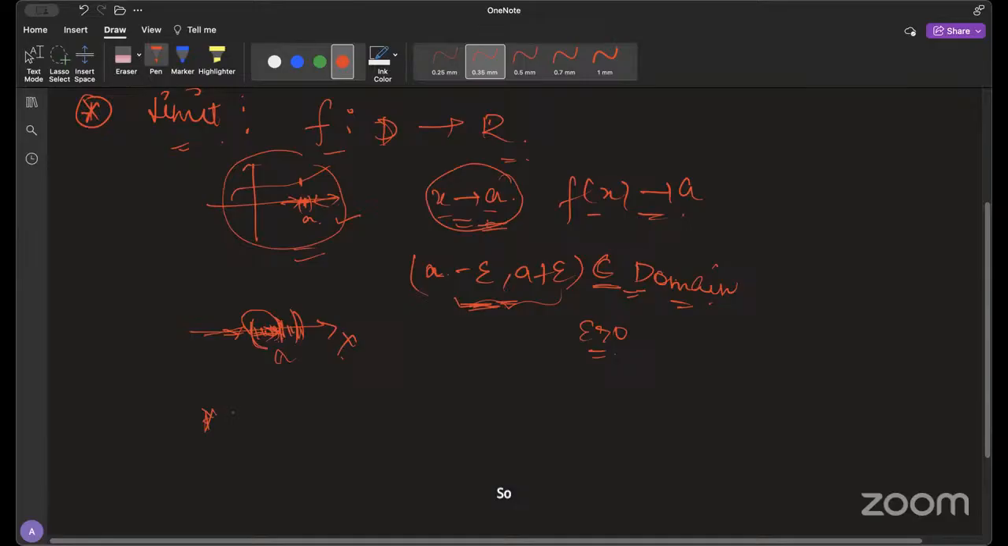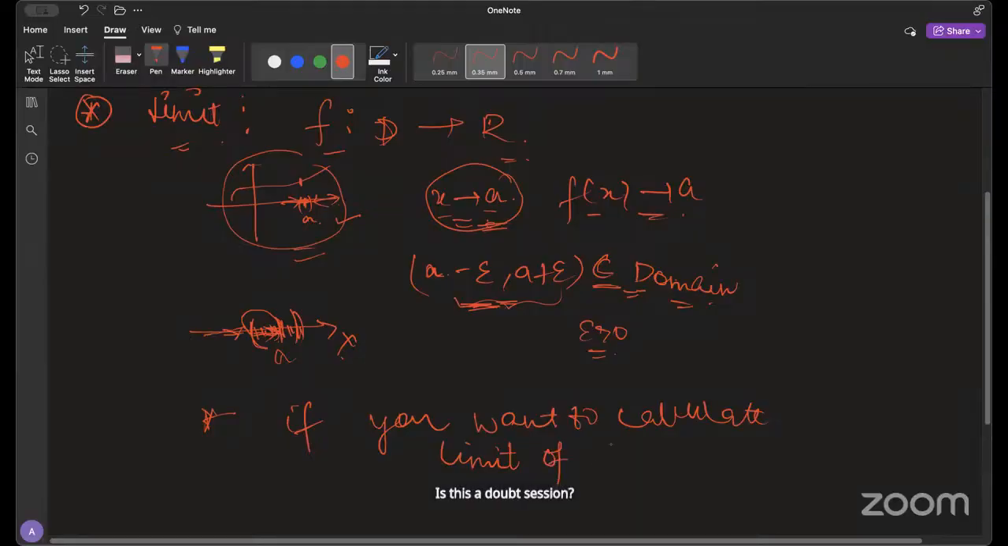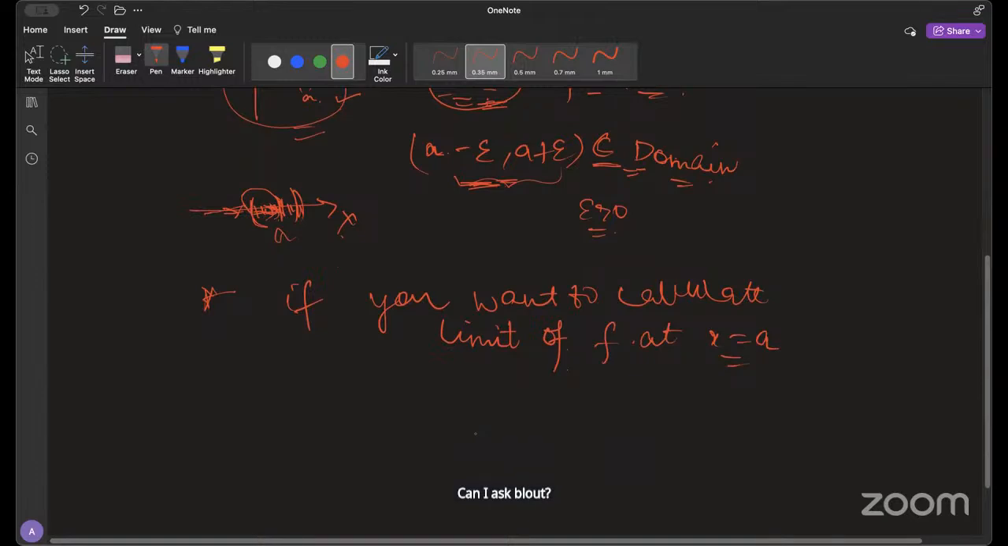So all in all, the condition to calculate limit is, if you want to calculate limit... Is this a doubt session? No, it's a summary session. Limit of f at x equals a. Can I ask a doubt? Yeah, towards the end of the session we'll take up doubts, so you can ask them. Is that okay?